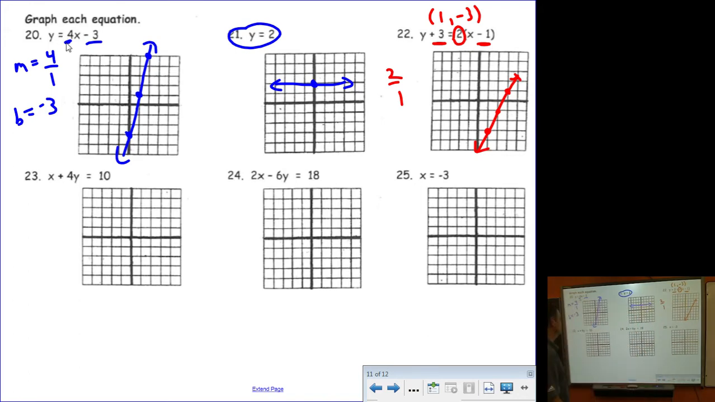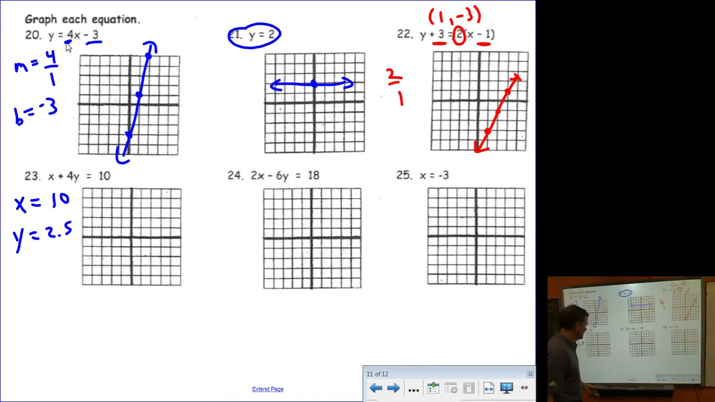Number 23. Okay, number 23 is in standard form. Probably the easiest way to graph it is to find the x-intercept, which when I cover up the y, I find out the x-intercept is 10 when I put 0 in for y. And when I put 0 in for x, I find out that the y-intercept is 2.5.